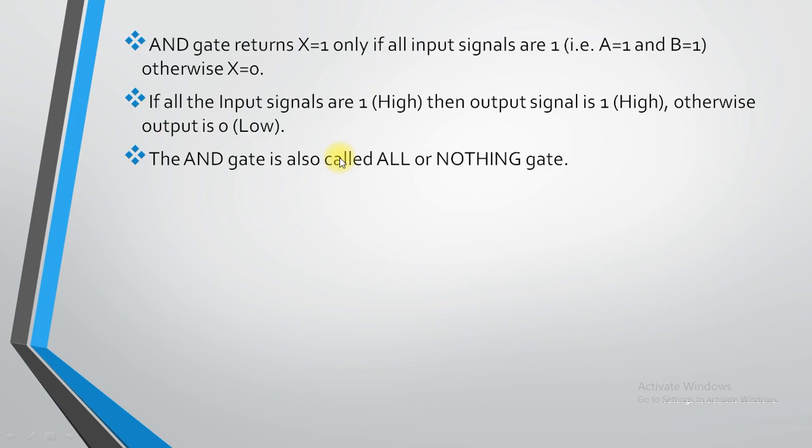So if you properly create the truth table, at that time you can write these points easily. AND gate returns x equals to 1 only if all your input signals are 1. That is, a equals to 1, b equals to 1, and c equals to 1. Otherwise the value of x is 0. You can write this point in terms of high and low language. If all the input signals are high, then output is high in AND gate, otherwise output is low. And AND gate is also referred to as the all or nothing gate.